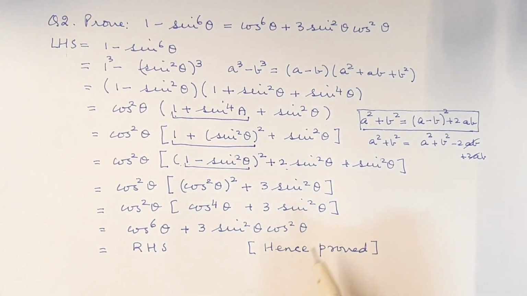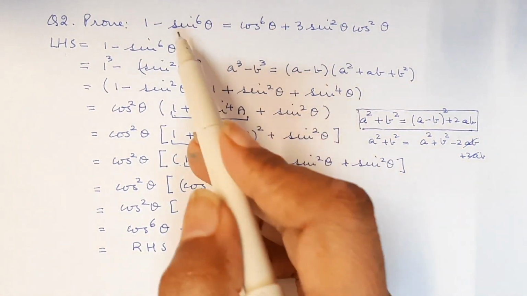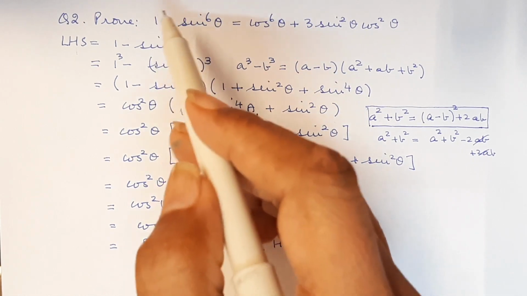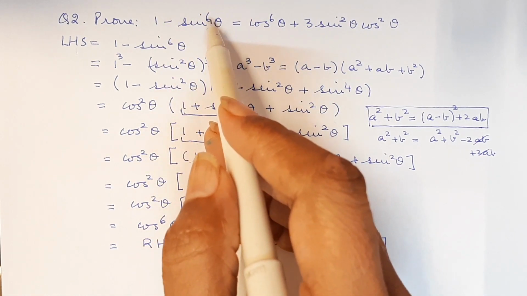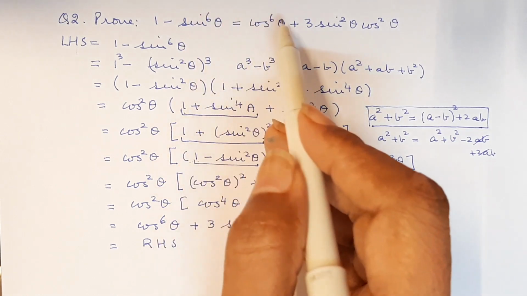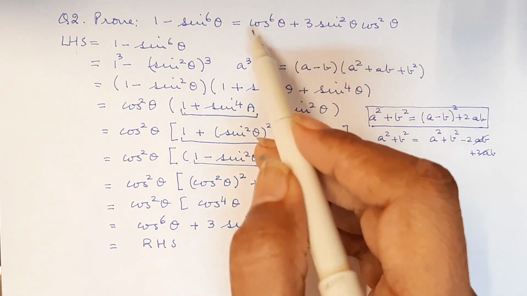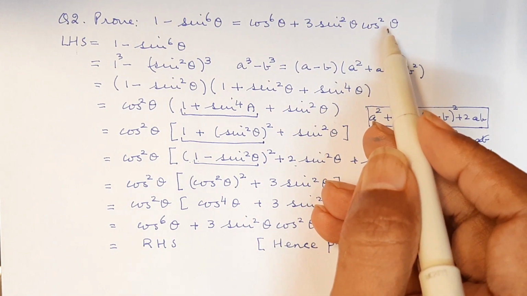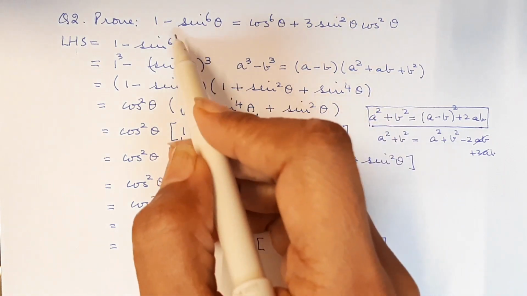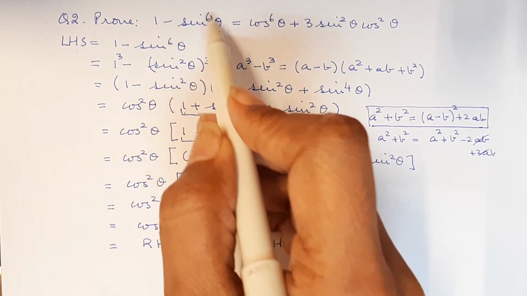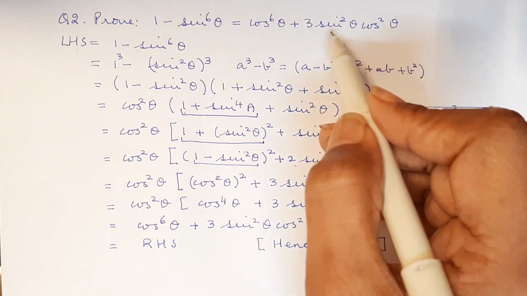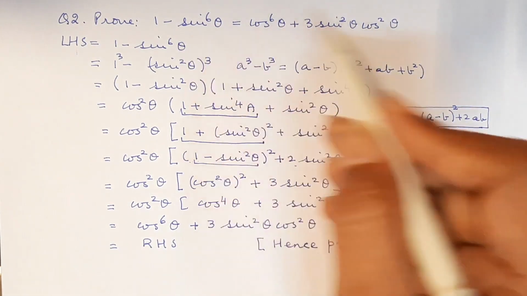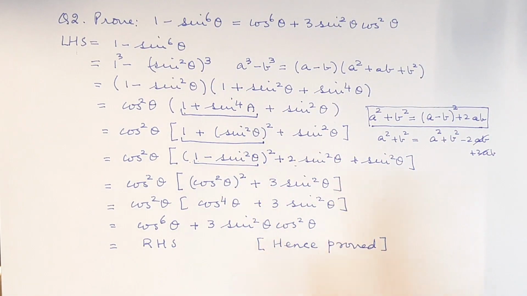Now understand that your examiner can interchange these. The cos to the power 6 here will become 1 minus cos to the power 6 theta here. Then sine to the power 6 comes here. So RHS becomes sine to the power 6 theta plus 3 sine square theta cos square theta. Or the examiner might just say 1 minus sine to the power 6 theta minus 3 sine square theta cos square theta is equal to cos to the power 6 theta. No matter what they do, just follow this method, just simplify.